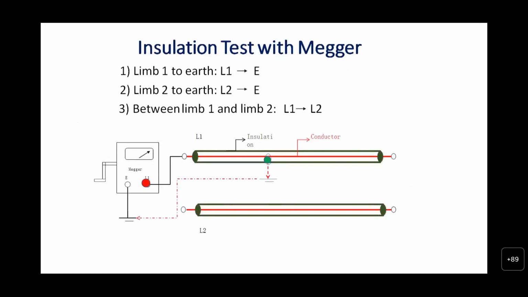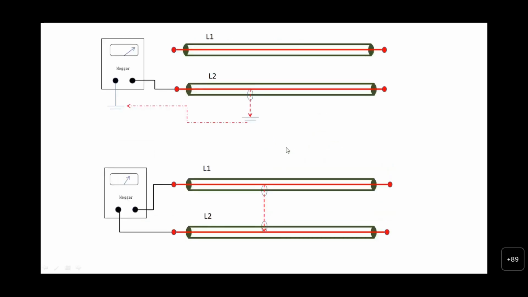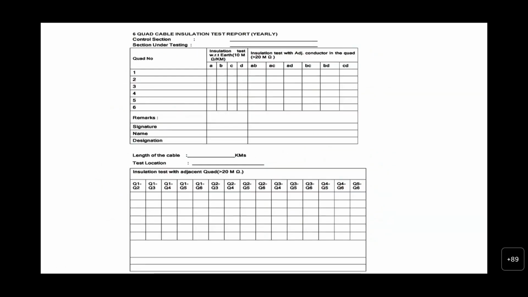The insulation test is measured with a Megger: limb 1 to earth, limb 2 to earth. So the Megger earth point will be earthed, and limb 1 is connected to the conductor, and the armor will be connected to the earth, and insulation resistance will be measured. Similarly, the second conductor, that is limb 2, is also to be tested in the same way, and between the two limbs also to be measured. The values are to be recorded in the register.